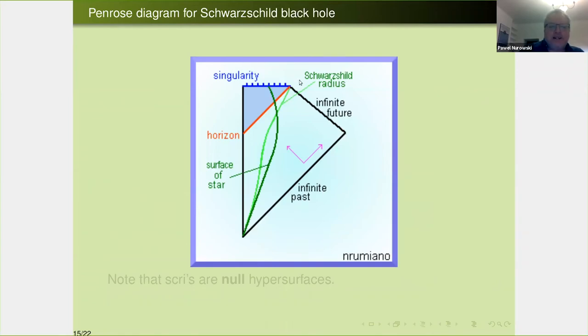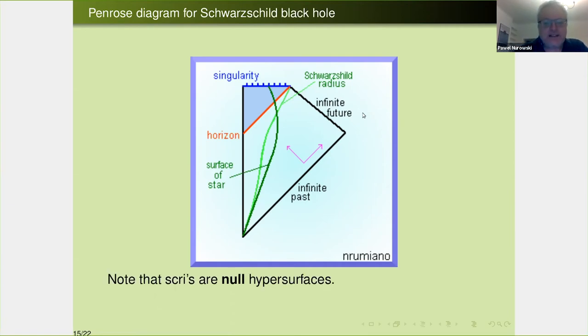Okay, so here is a Penrose diagram for Oppenheimer-Snyder collapse. This green line here is the surface of a collapsing star. The star starts to collapse somewhere here, at a certain moment it passes the horizon, and the Penrose diagram for this evolution of mass, which eventually produces Schwarzschild outside, is just like this. Again, scri's are null hypersurfaces, because close to scri there is no energy-momentum tensor, since the energy-momentum tensor is only related to the interior of, let's say, the star. So in the vicinity of scri the solution is a Schwarzschild solution, which again is a vacuum solution without cosmological constant.